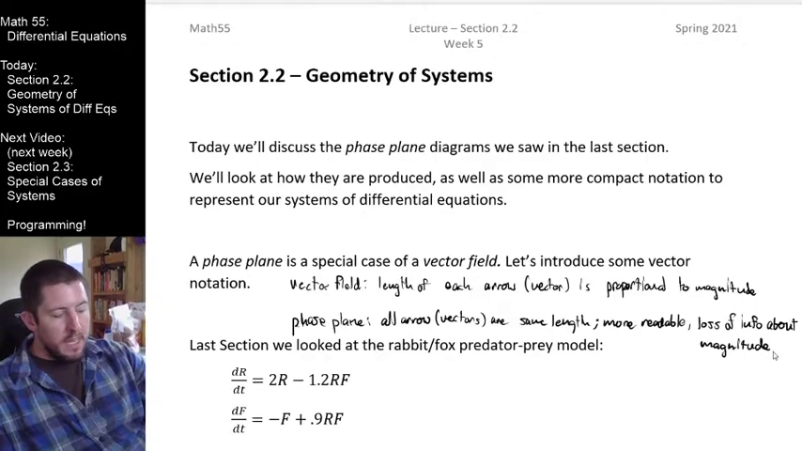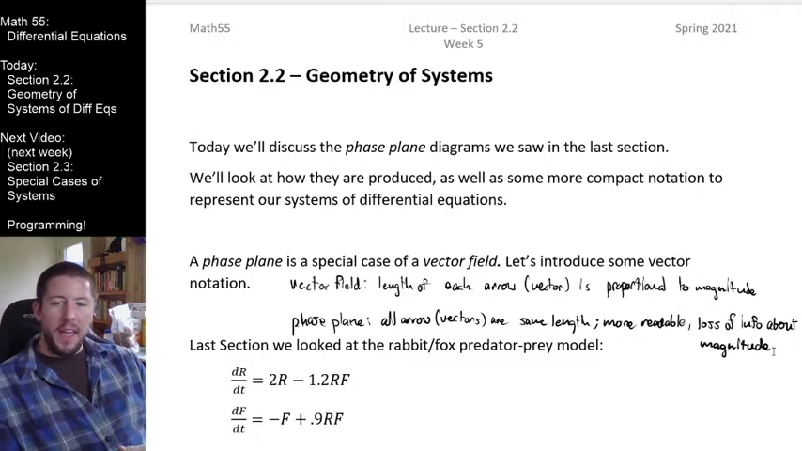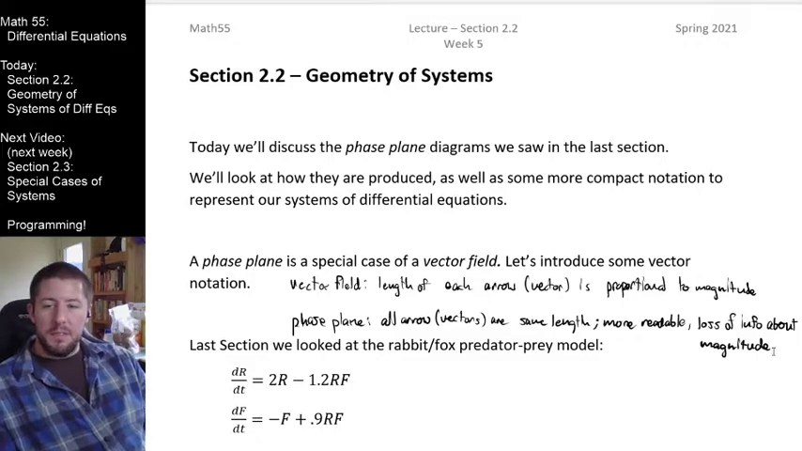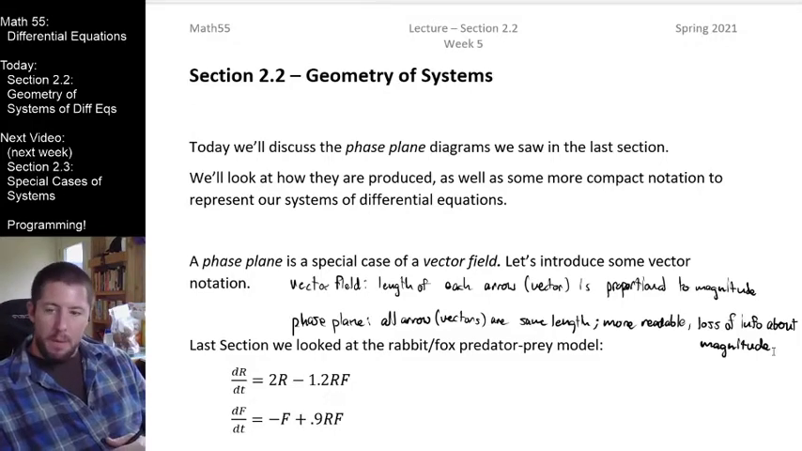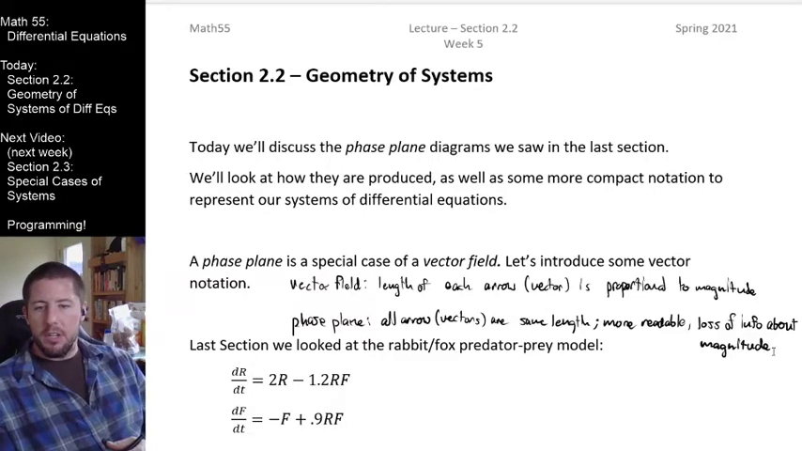And basically, these statements right here motivate everything that we're going to talk about today. One, we want to be thinking about these systems of differential equations in a vector format, since that's how we're visualizing the solutions graphically. So we're going to convert into some vector notation.